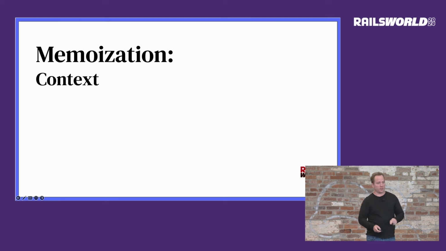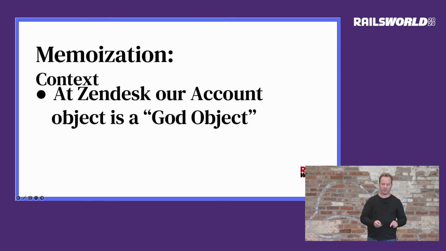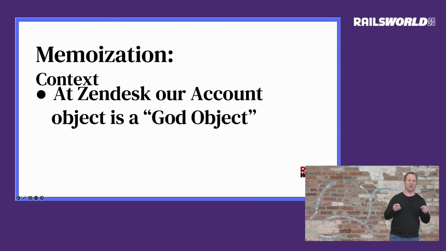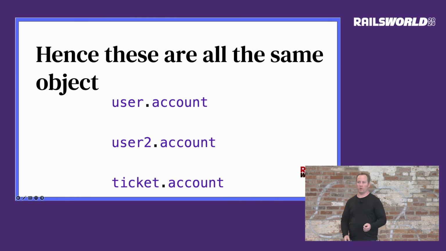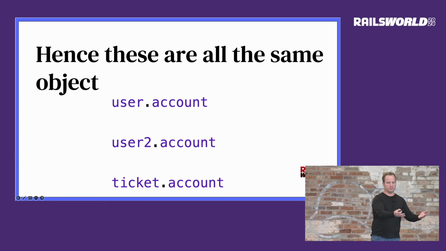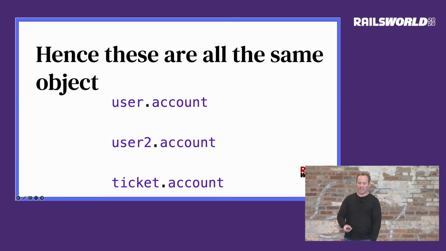Here's something that we do at Zendesk that I don't think most people have seen before. Our account object is actually what I would call a God object. You can call it a singleton, but we don't follow the exact singleton pattern, so I call it a God object because it is God. What that means is if you call for the account any place in Zendesk, whether it's user.account, ticket.account, or current account in your controllers, wherever you call it, the object is the exact same object. It's not just that account.id is the same.